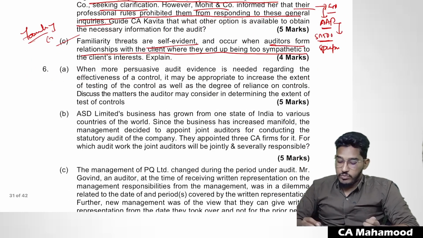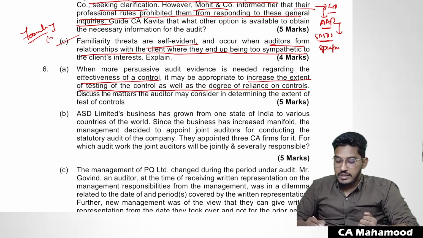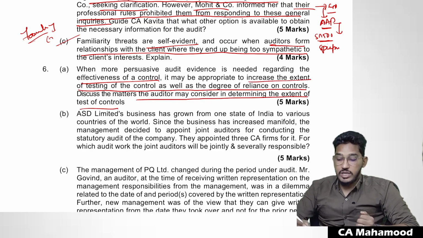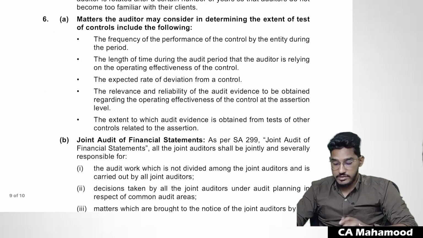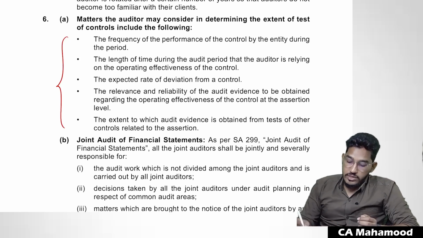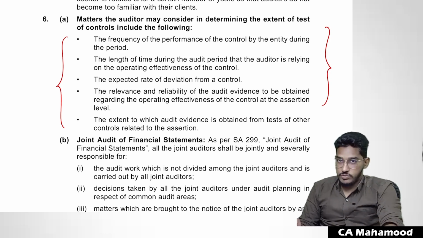Next. When more pervasive audit evidence is needed regarding the effectiveness of control, it may be appropriate to increase the extent of testing of the control as well as degree of reliance on controls. Discuss the matters the auditor may consider in determining the extent of test of controls. How much extent of test of controls you are supposed to do, that depends on what factors. So these are all the various factors which the auditor is required to consider to determine how much extent of test of controls he has to perform.